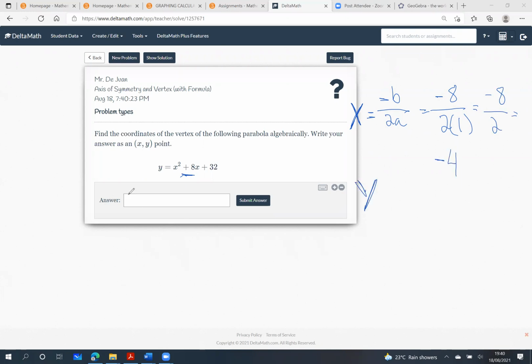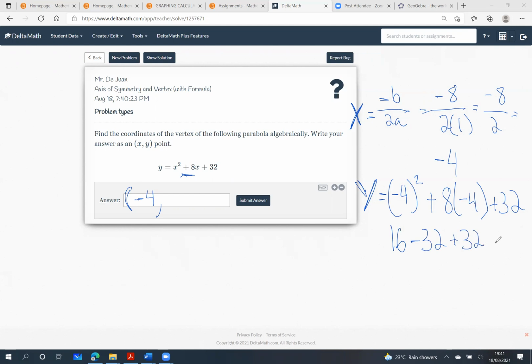So now we know that it's always going to be in the form x, comma, y. Negative 4, comma... don't do what I just did and do this quickly. This actually does take time. Negative 4 squared plus 8 times negative 4 plus 32. Negative 4 times negative 4 is 16. 8 times negative 4 is negative 32, plus 32. Yeah, that should give us 16. My y coordinate is 16. So negative 4, comma, 16 is where the vertex will be.